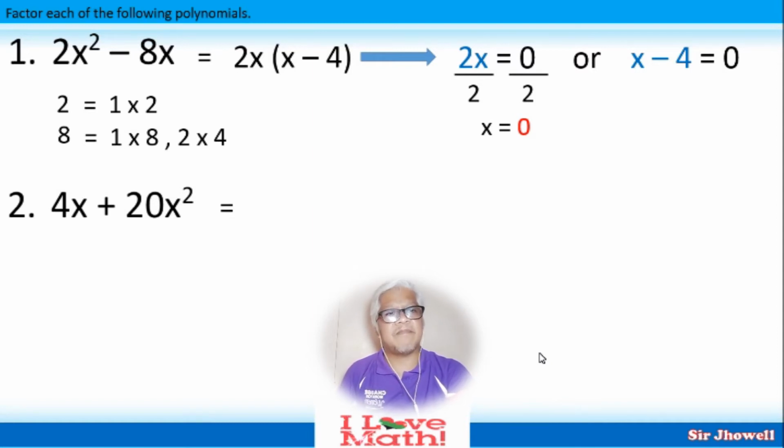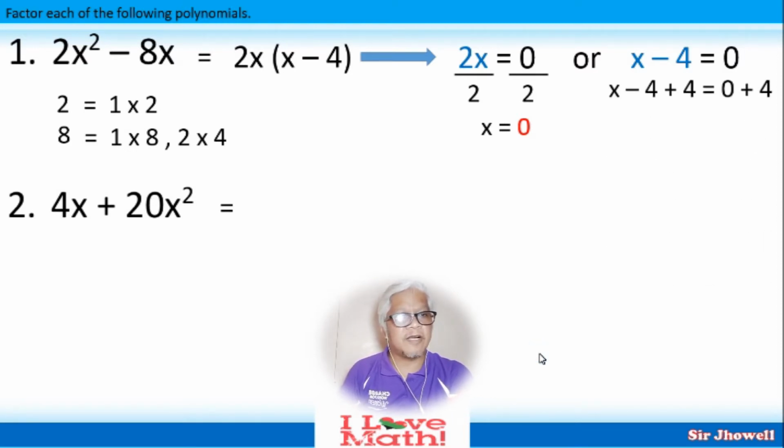And then, pag binalikan naman natin yung x minus 4 equals 0, apply addition property of equality, plus 4 both sides to remove negative 4. Diba? So, ibig sabihin, x now is equal to 4. Therefore, what are the values of x? The values of x are 0 and 4. Yun ang roots ng ating problem na 2x squared minus 8x.